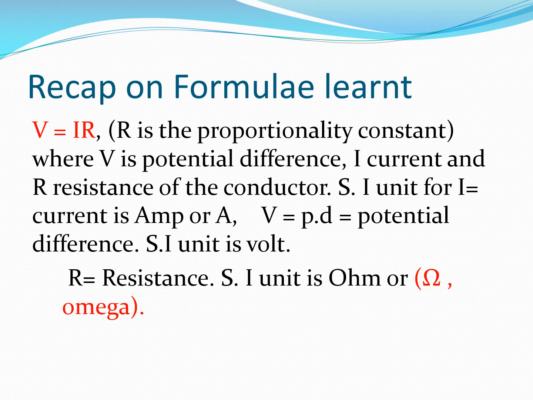So if you get the length in centimeter, you need to convert it into meter. And if the area of cross section is given in millimeter square or centimeter square, you need to convert it into square meter. Remember that the conversion is a must. And the unit for rho, the unit for resistivity, is ohm meter. So that we can start doing the numericals.